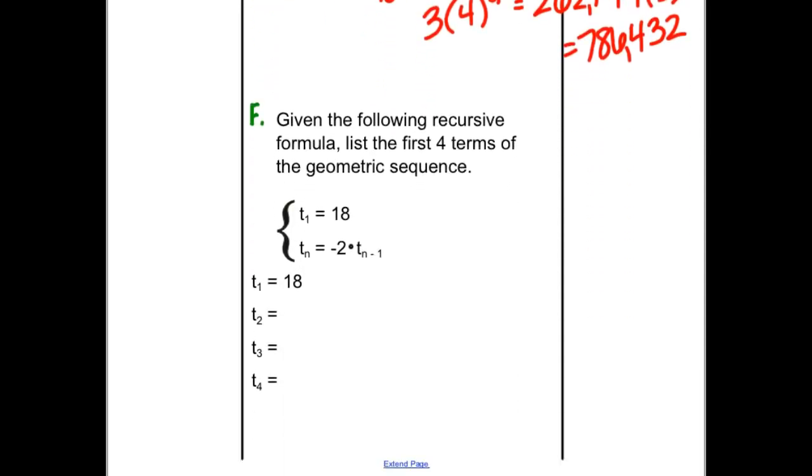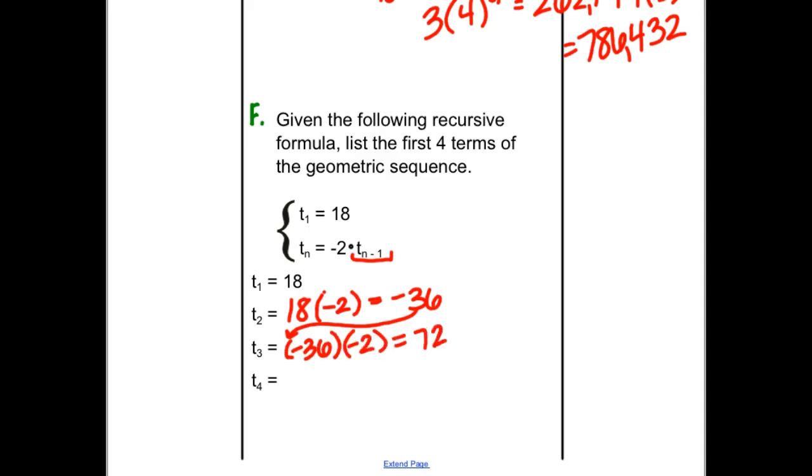The last part is using the recursive formula to find the first 4 terms. I gave you the first one. Term 1 is 18. And it says I'm going to take the previous term, term n minus 1, so in our case is 18, times negative 2. So this would be negative 36. Then I recycle that and take negative 36 times negative 2 to get positive 72. Then I recycle that number again and you take 72 times negative 2 to get negative 144.